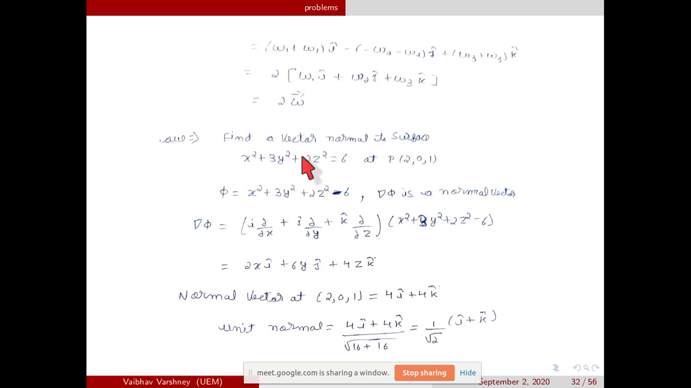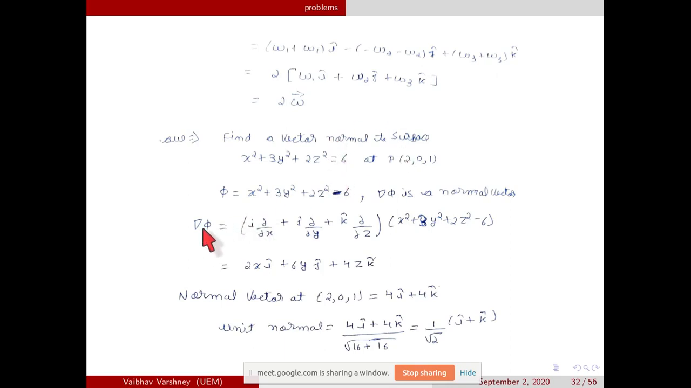Whenever you have to find the vector normal to the surface, what you have to do is just take the gradient, because gradient vector is normal to the surface. This point is clear? Yes, sir. Because it defines the maximum change. So just take the gradient, and you can take 6 on the opposite side. So we can write this function as x square plus 3y square plus 2z square minus 6, and we can define it as phi. So now for finding a normal vector we have to find the gradient of phi.